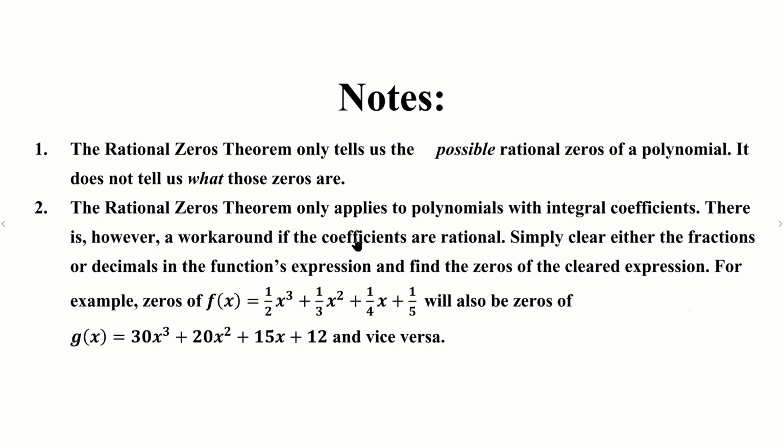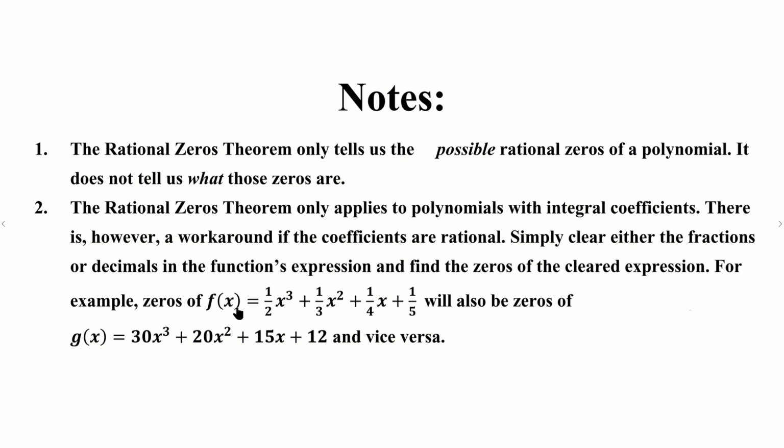However, there's a workaround if the coefficients are rational, okay? As long as the coefficients can be either written as a quotient of two integers with the denominator not being 0, or as a terminating or repeating decimal, then we can go ahead and just clear the fractions or the expressions or the decimals in the expression that defines the function, and then apply the theorem.